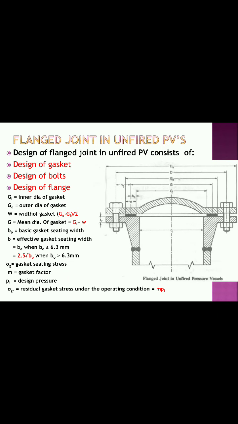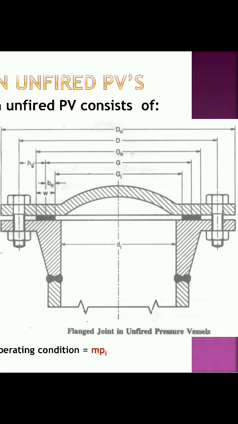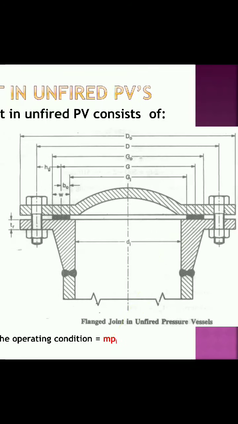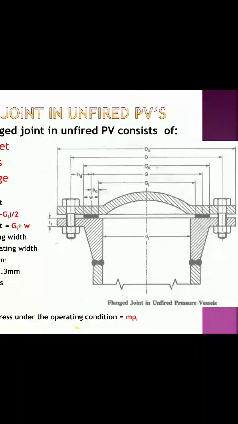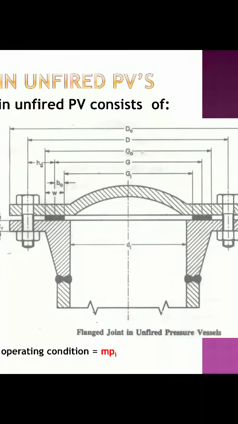So dear students, we are going to discuss the flange joint in an unfired pressure vessel. The design of a flange joint in an unfired pressure vessel consists of design of gasket, design of bolts, and design of flange. You can see the figure here, the various important components of the flange joint of an unfired pressure vessel. You can see the various dimensions shown there.